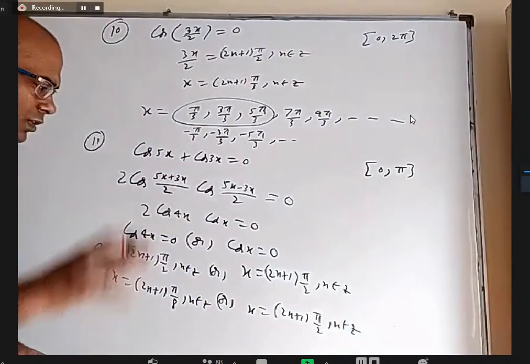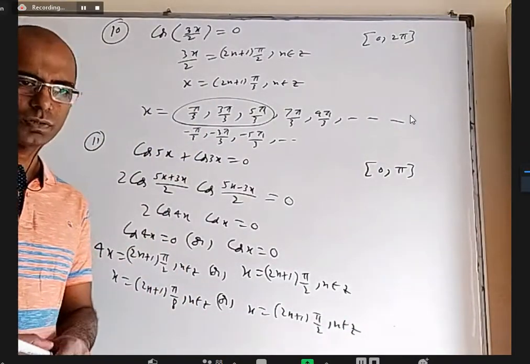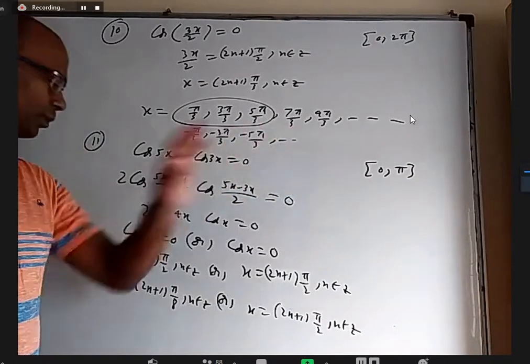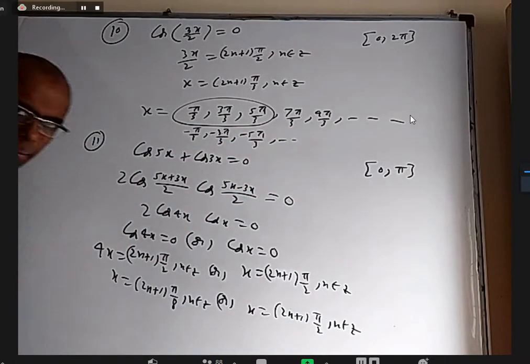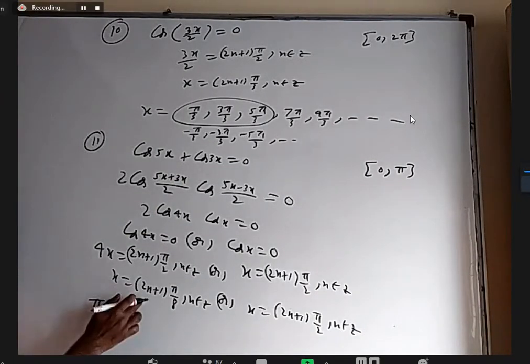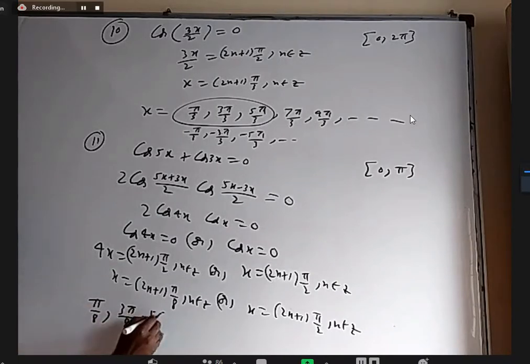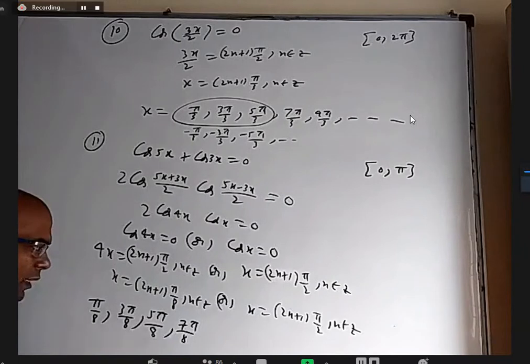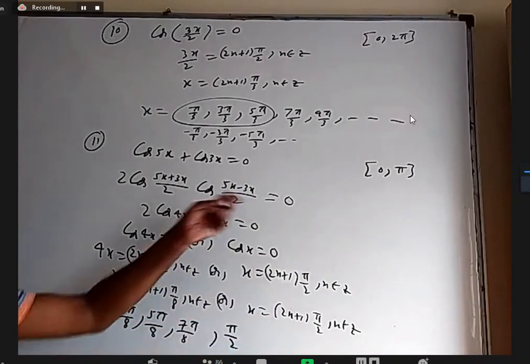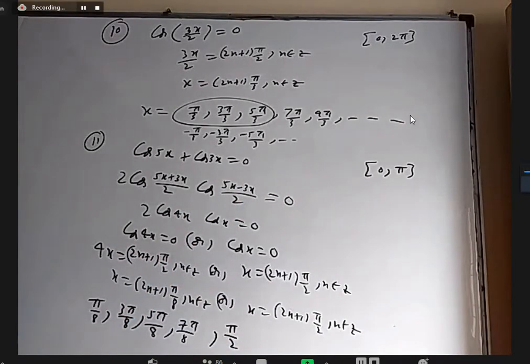Basically, when the cos of something is 0, that something should be an odd multiple of pi by 2, (2n plus 1) pi by 2. Okay, this is a general solution. But between 0 to pi, how many solutions are there? When I put 0 here, I'll get pi by 8. When I put 1 here, 3 pi by 8. When I put 2 here, 5 pi by 8. When I put 3 here, 7 pi by 8. When I put 4, it will be 9 pi by 8, which goes beyond pi, so I don't have to write it. From the other one, I'll get only one solution, which is pi by 2. So I got a total of 5 solutions.